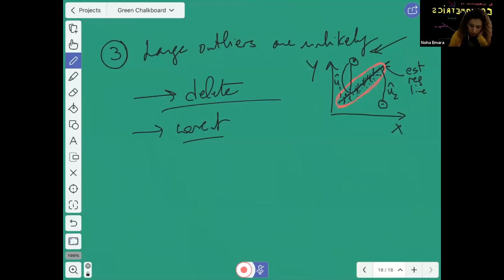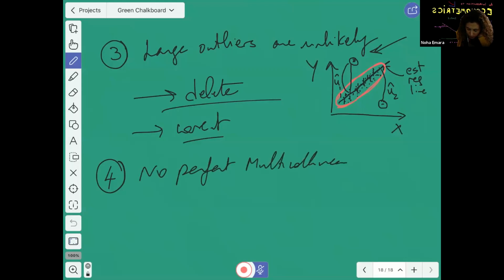The last assumption, and this is our last assumption, is no perfect multicollinearity. So we assume that I don't have any perfect collinearity between the x's included. Collinearity here refers to the x's in the model.